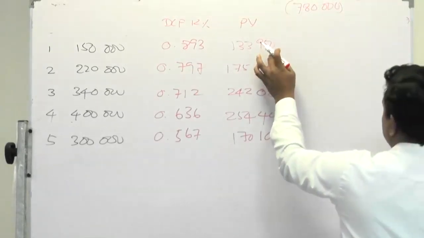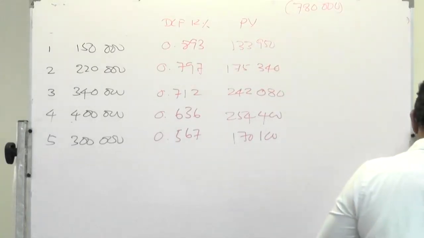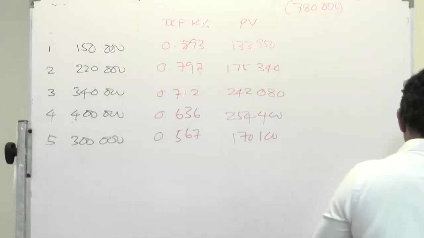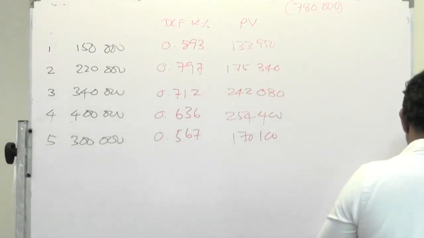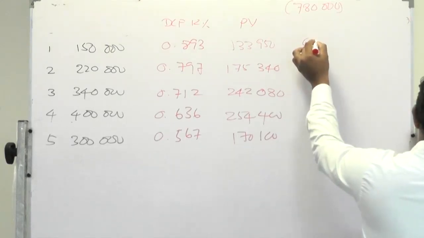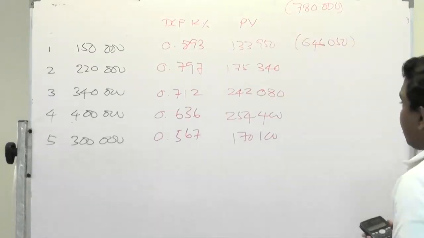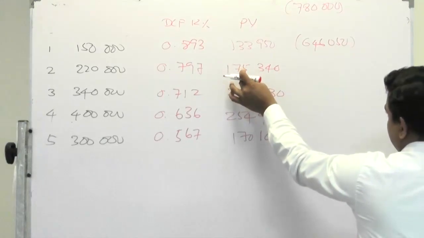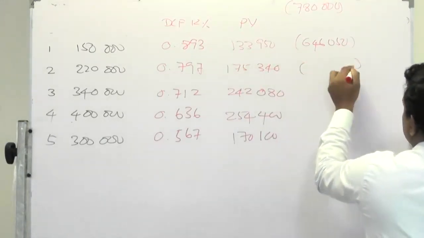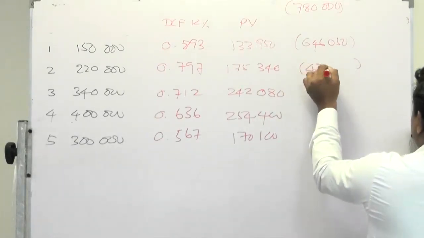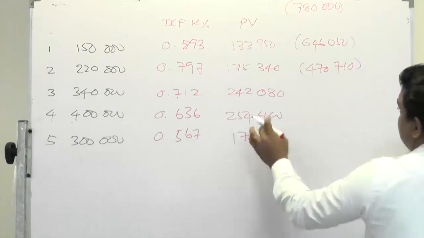In the first year you have recovered this much. Then how much is the remaining cost? 780,000 minus the first year net cash flow at its present value, 133,950. Then at the end of the first year you require to recover a further 646,050. Then in the second year you will recover this much at its present value. Deduct this from here and see the remaining balance to be recovered. 175,340 will be reduced. Then you need to recover a further 470,710.